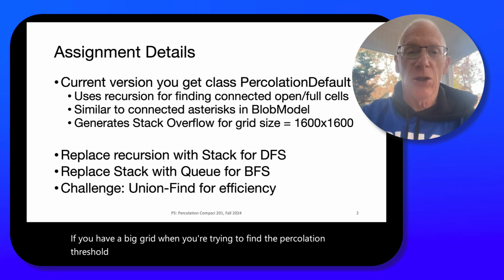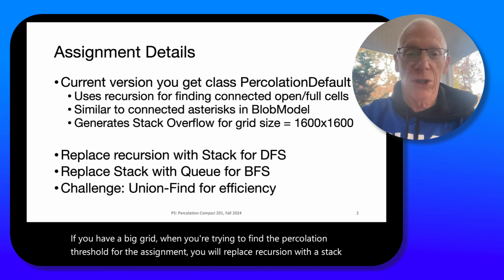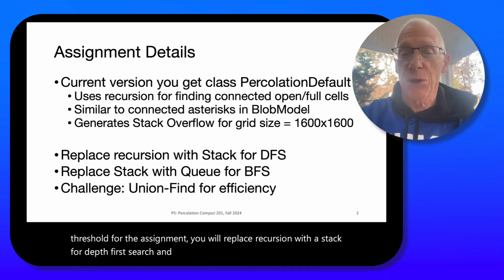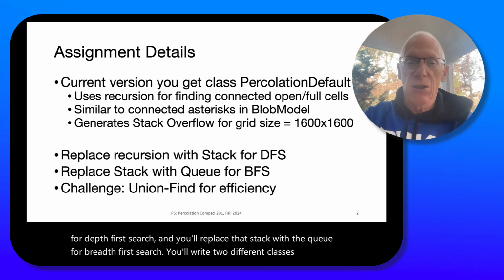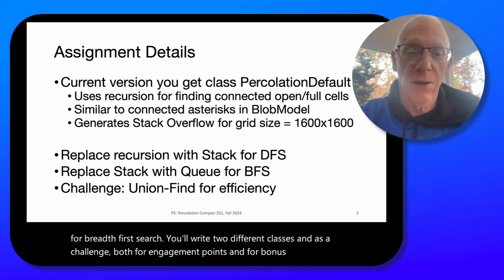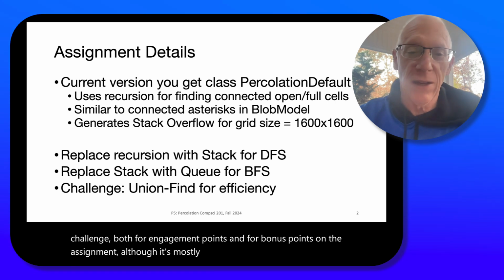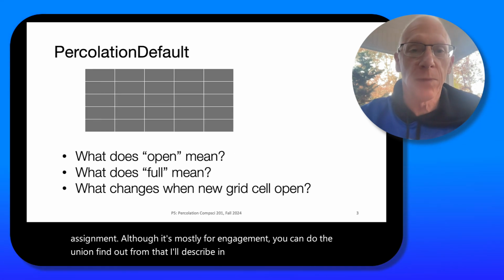For the assignment, you will replace recursion with a stack for depth first search, and you'll replace that stack with a queue for breadth first search. You'll write two different classes. And as a challenge, both for engagement points and for bonus points on the assignment, although it's mostly for engagement, you can do the union find algorithm that I'll describe in this video.